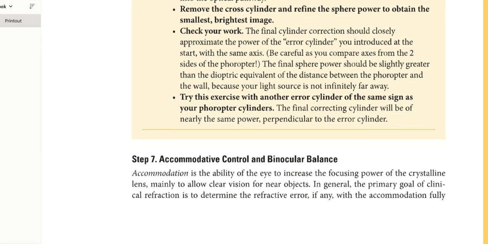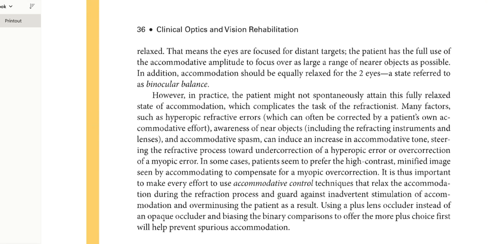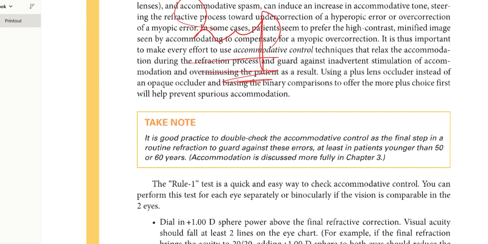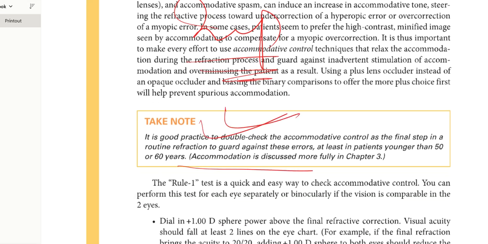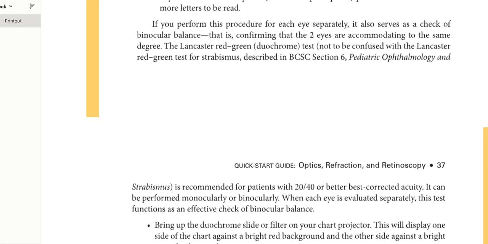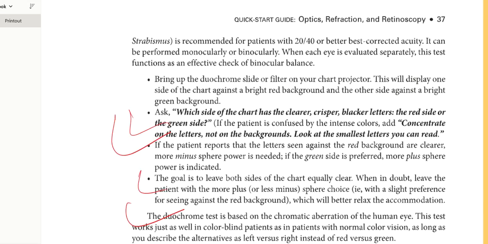Accommodation, control, and the binocular balance. This is important. Read about accommodation. Very important. Okay. Important.